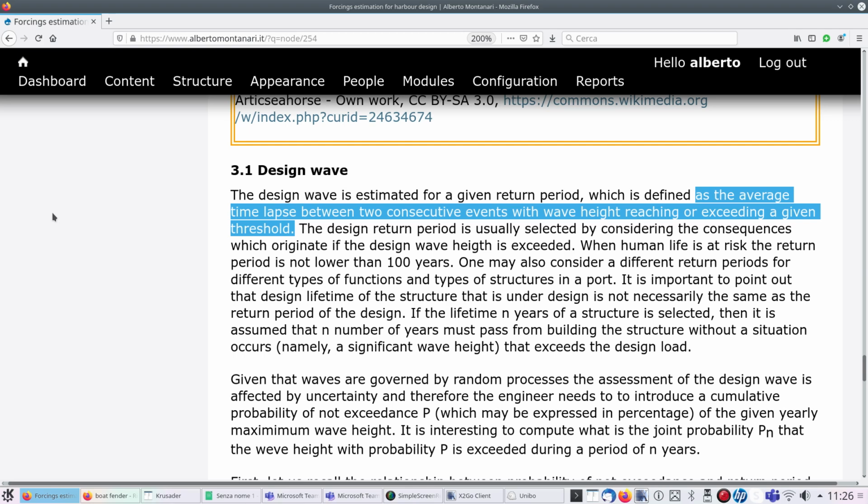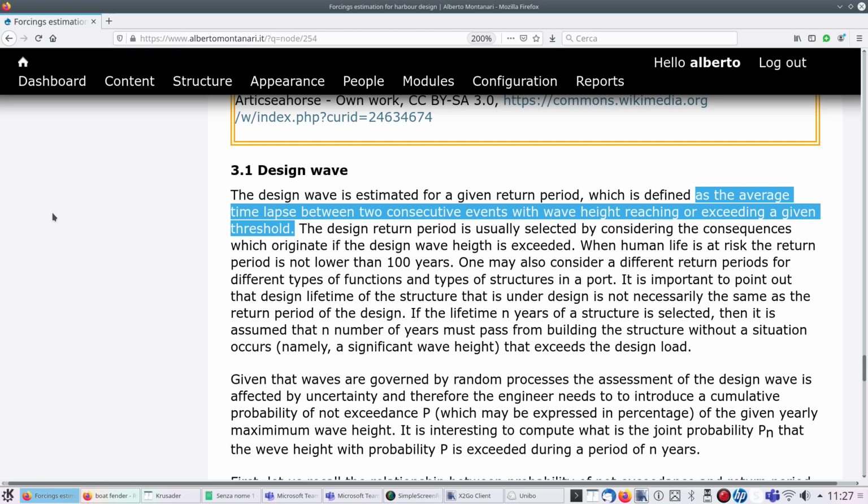Usually, we select a design return period for designing berths, for designing any marine structure. We select a design return period against wave forcing, which means that we select a design return period for wave height. So the usual statement is: I want to design a given structure against a given return period. What does this mean? It means that if I design a berth against a wave height with a 50-year return period, this will be over-designed with respect to a berth that is designed against a 10-year return period.